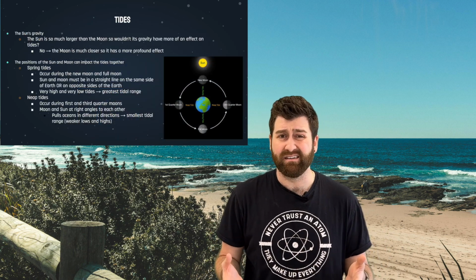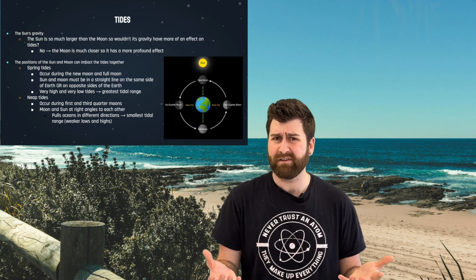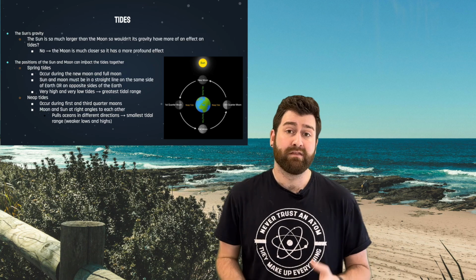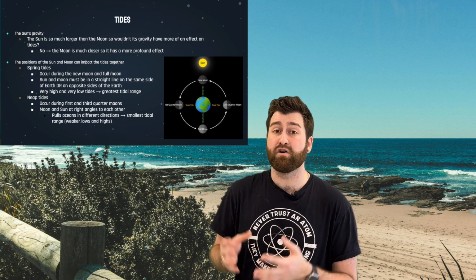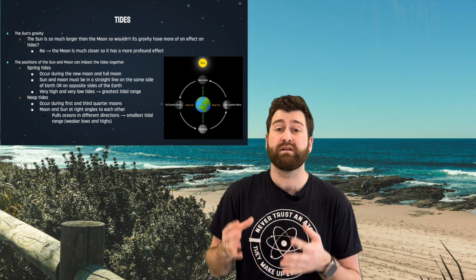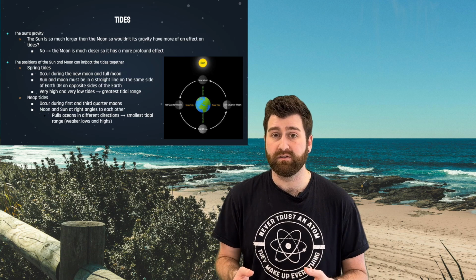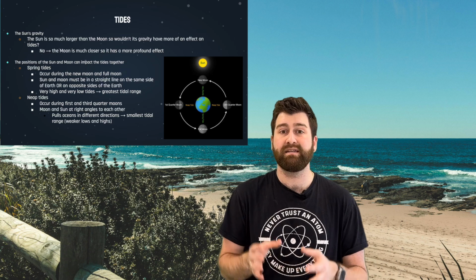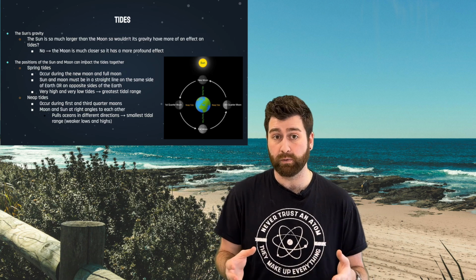But what about the sun? The sun is way bigger than the moon, so wouldn't it have more of an effect on the tides? Surprisingly, no. The moon has a much greater effect on Earth's tides because it is so much closer to us. It is closer in proximity. And when we talked about the fundamental forces of the universe, and the force of gravity specifically, we touched on how proximity of an object can have more of an impact on gravity than size alone.